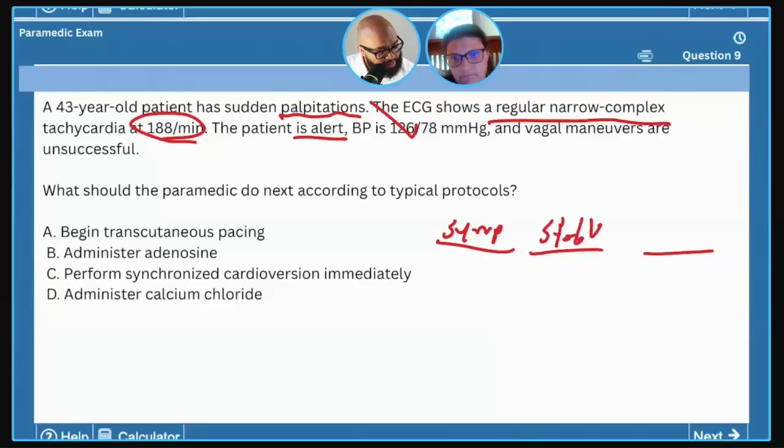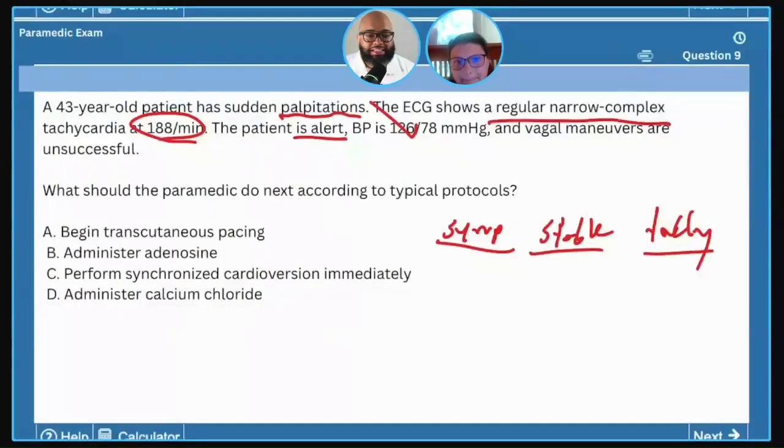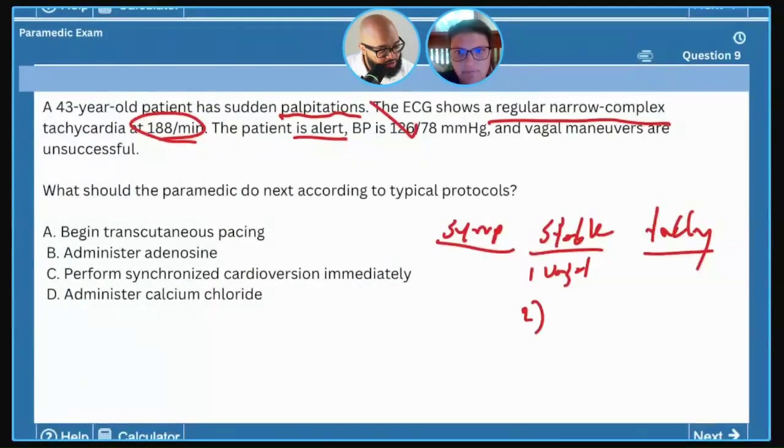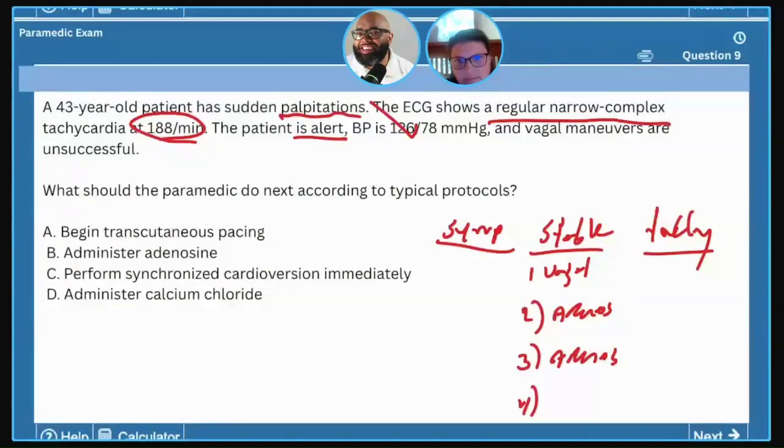And then stable. And is it tachycardia or bradycardia? Tachycardia. Okay, so what's our treatment for symptomatic stable tachycardia? Since vagal maneuvers are not successful, then it would be adenosine. So we typically would go vagal, then adenosine, then if that doesn't work, we do another adenosine, and then, wait, what do you call it? Yeah, I stopped myself. It would be a synchronized cardioversion.